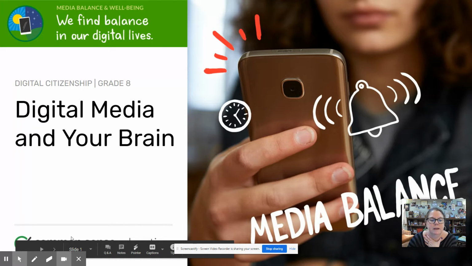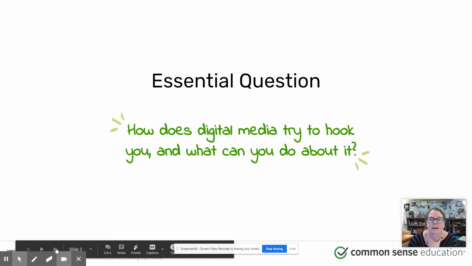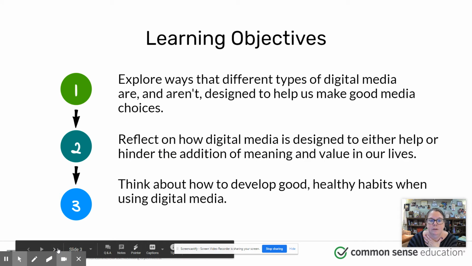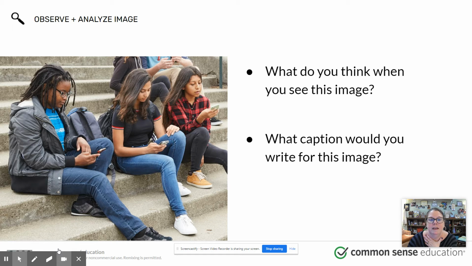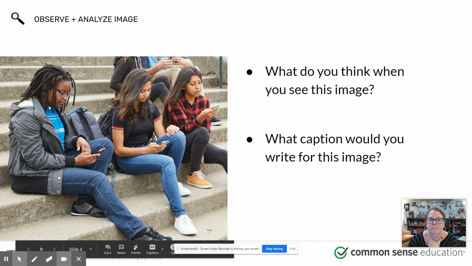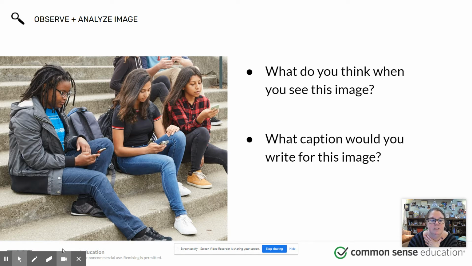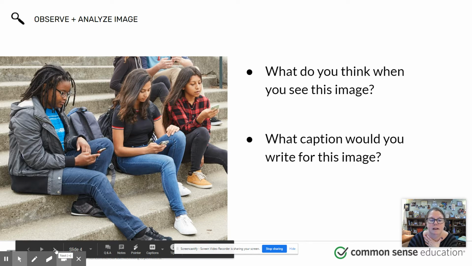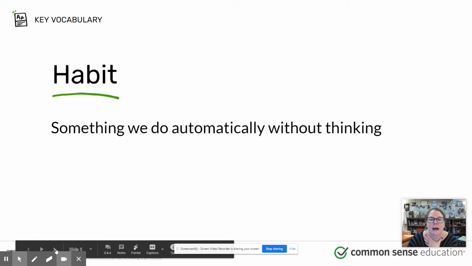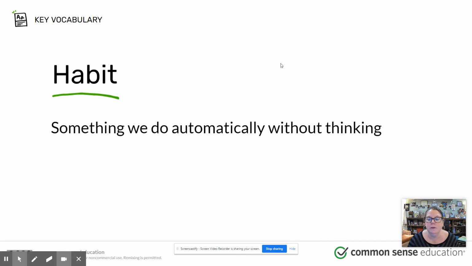Here we go, digital media and your brain. How does digital media try to hook you? What can you do about it? Learning objectives. What do you think? That looks like adults and kids alike, many that I know. My mother, who's 87, says we always have our faces in our phones. So anyway, it goes through the key vocabulary. It's really a good Google slide that was already created that I was able to use as a great resource.